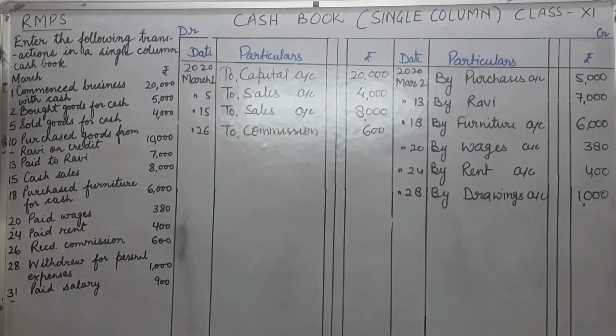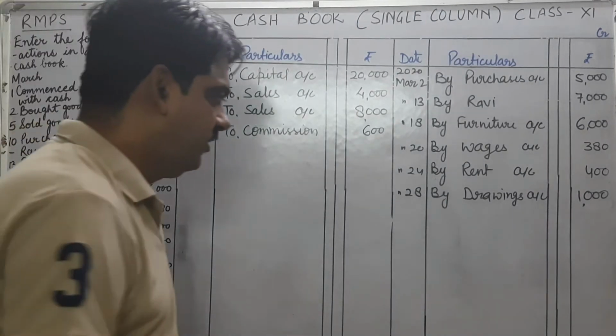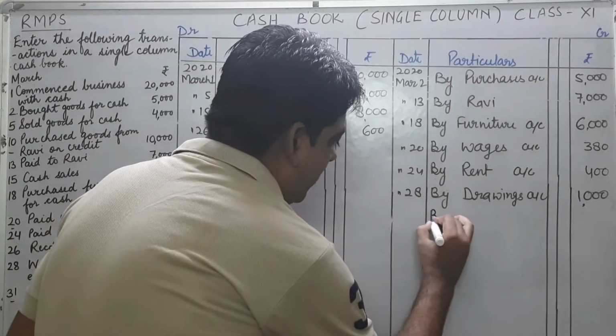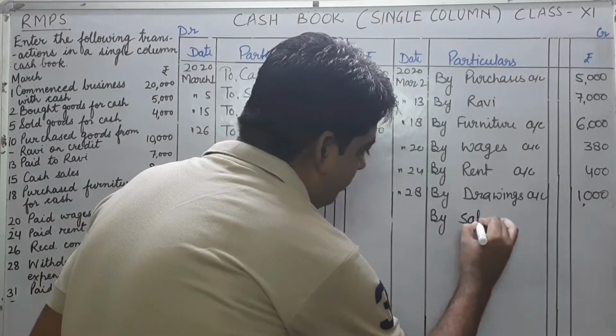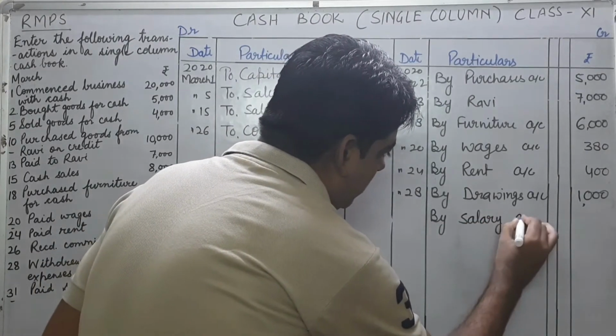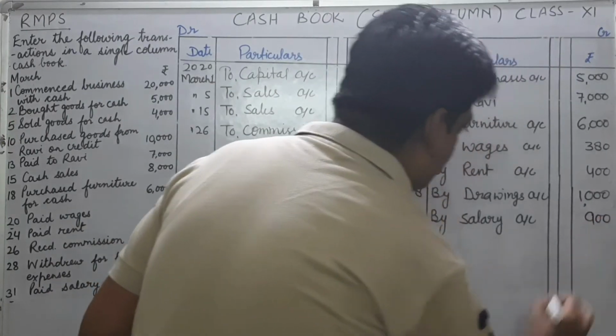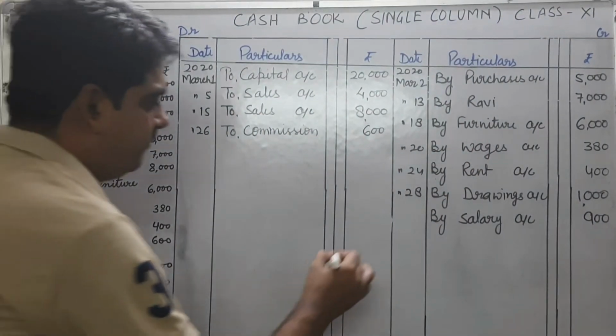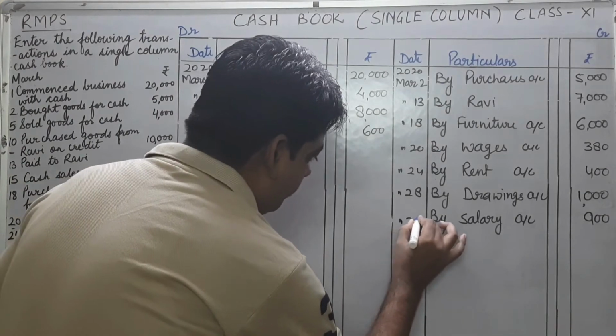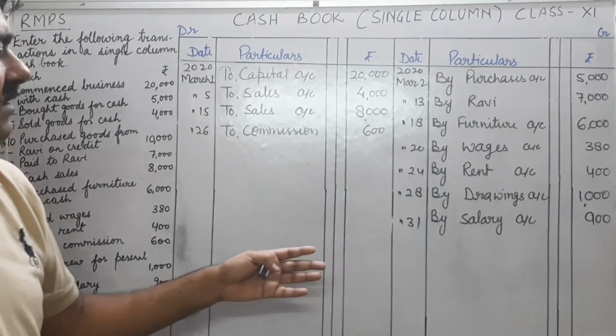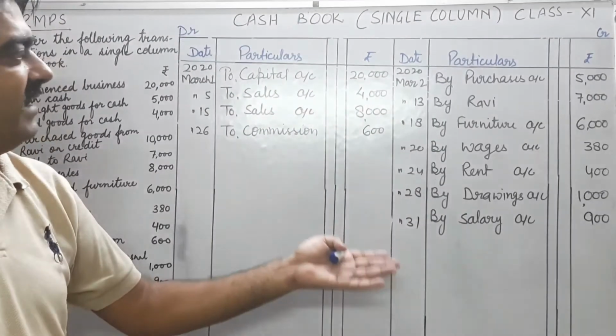And the last transaction is paid salary. Again, this is one of the payments. Salary account debit to cash account. So by salary account, rupees 900 will come in amount column, and date is March 31.